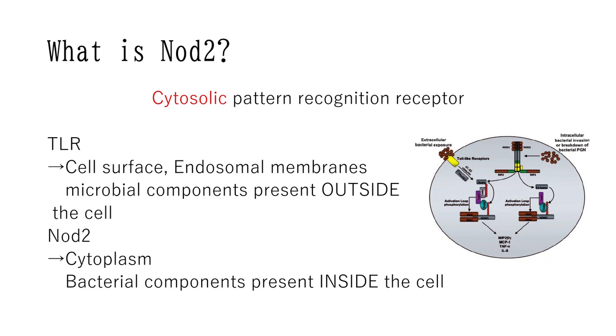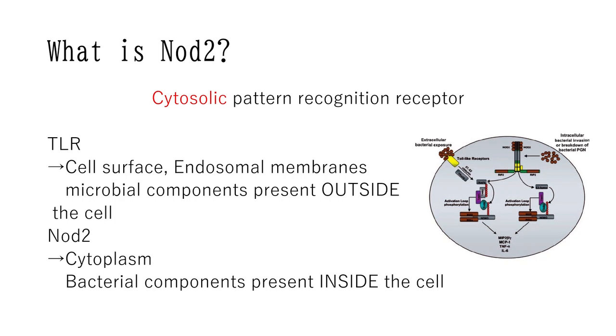In this section, I will introduce Nod2. Nod2, or nucleotide-binding oligomerization domain containing protein 2, is a cytosolic pattern recognition receptor belonging to the Nod-like receptor family. Its primary function is to detect bacterial components that have entered the cytoplasm.